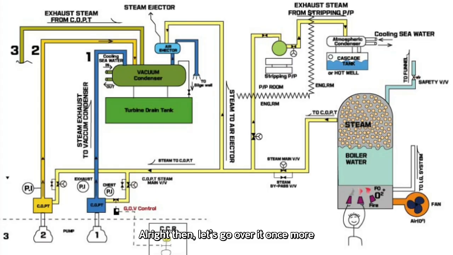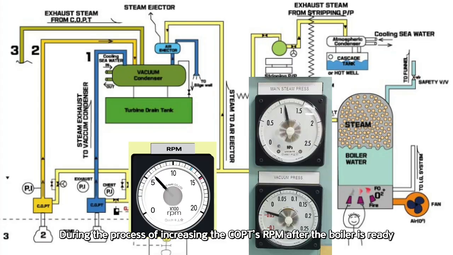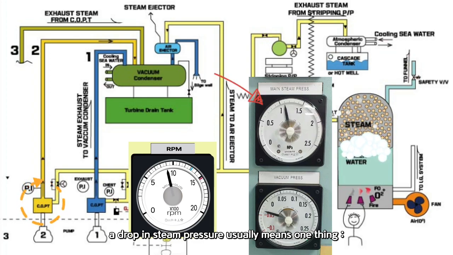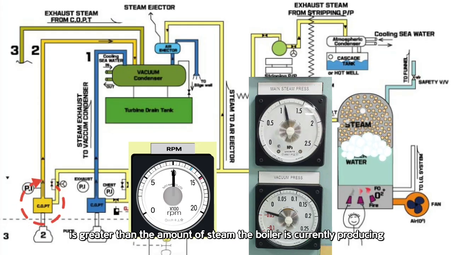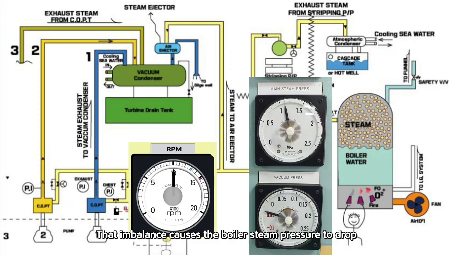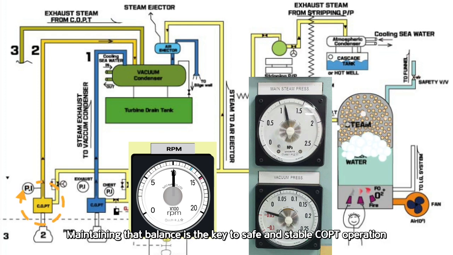All right then, let's go over it once more, just for review. During the process of increasing the COPT's RPM after the boiler is ready, a drop in steam pressure usually means one thing. The amount of steam being consumed by the COPT is greater than the amount of steam the boiler is currently producing. That imbalance causes the boiler steam pressure to drop. So when raising the RPM, you have to carefully balance two things: the rate at which steam is being used and the rate at which the boiler is generating fresh steam. Maintaining that balance is the key to safe and stable COPT operation.